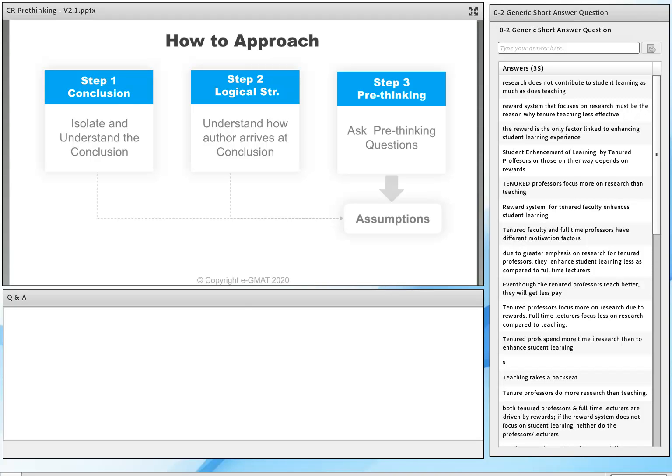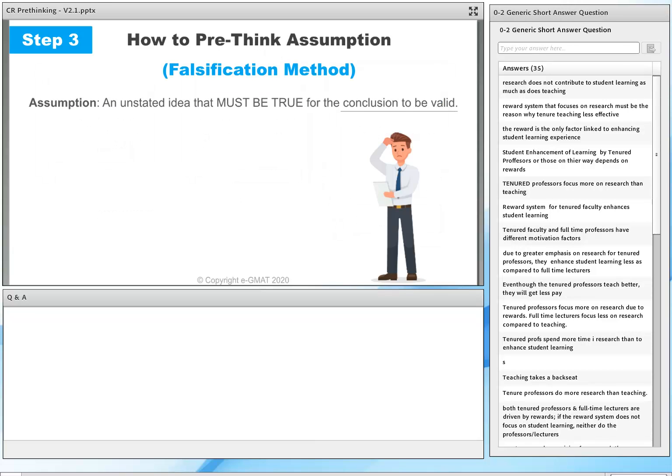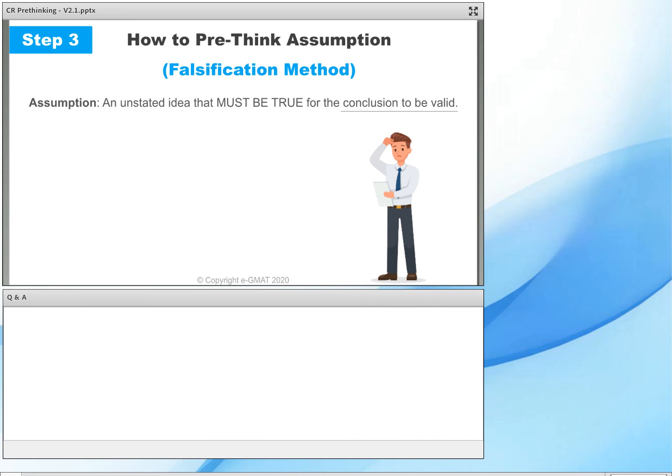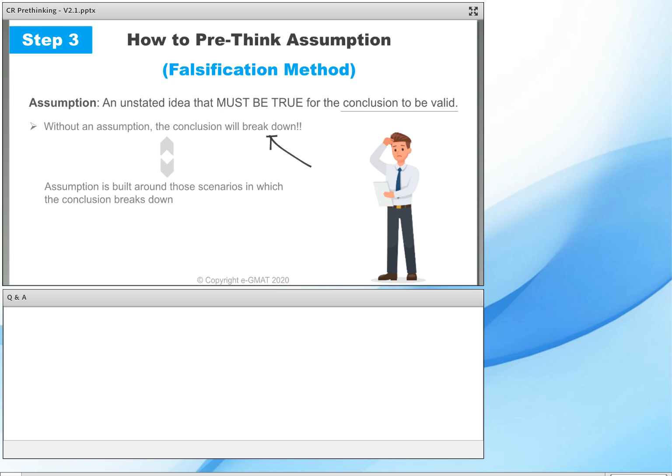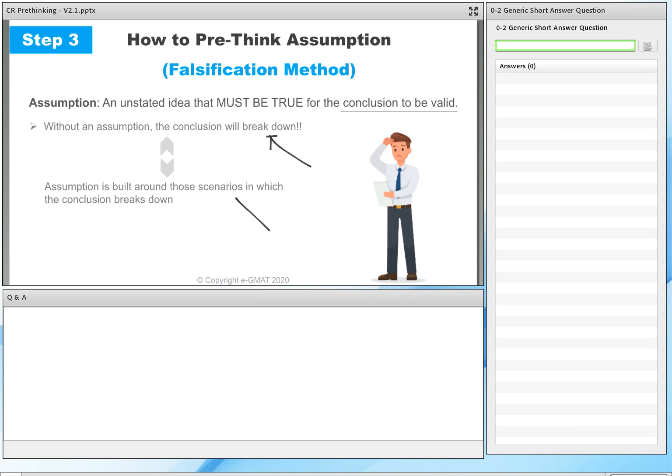Look at that. And then we're going to talk about a very specific pre-thinking question. And as we do this, assumptions would jump right at you. Okay. So let's talk about this pre-thinking method or the falsification question. All right. And this stems right from the very definition of an assumption. What is an assumption? It's an unstated idea that must be true for the conclusion to be valid. So in other words, without an assumption, a conclusion can break down, right? That's the very definition of an assumption. Without the assumption, there's a possibility that the conclusion can break down. So this means that an assumption is built around scenarios in which the conclusion breaks down.